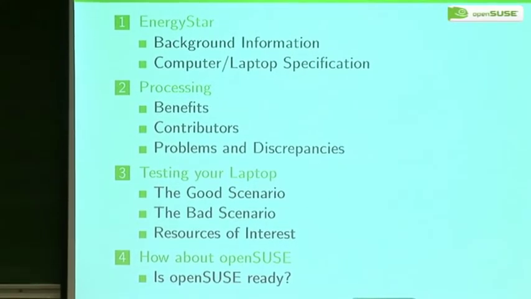Then I will come to a section where I will tell you how you can test your laptop for Energy Star compliance if you ever want to. And finally, I have a short part about the status of Energy Star in OpenSUSE.